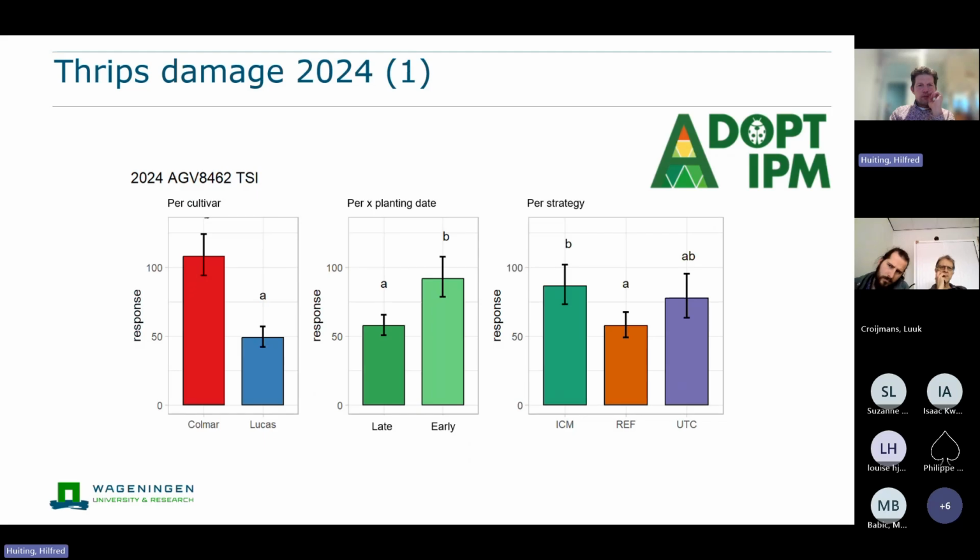So that's a trial in 23. This is a result of a trial in 2024. And in the previous slide, you saw an interaction graph. In this trial we didn't have interaction, so I'm not showing that. So we saw again the cultivar effect, that was already visible in the first year. But here we also saw that later planting resulted in a lower thrips damage index, which is according to hypothesis.